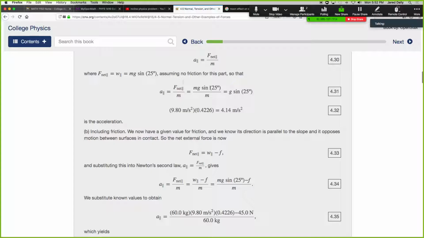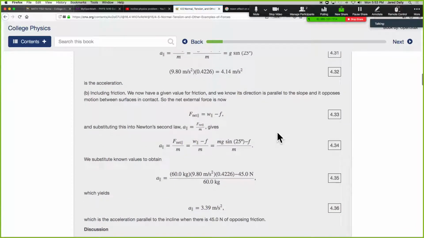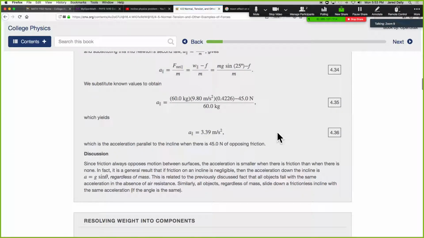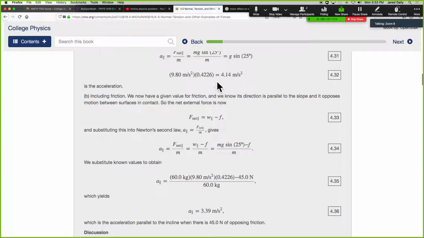And then once they've got that, they can notice that the force in that direction has mass in it, but you've also divided by mass. So the mass actually goes away. It doesn't matter how much mass you have. All that matters really is the gravitational constant, which is the same everywhere on Earth, and the angle of the slope. So they plug all that in and calculate the acceleration without friction.